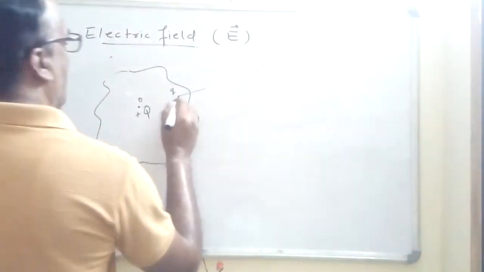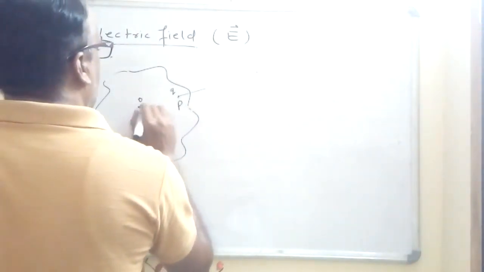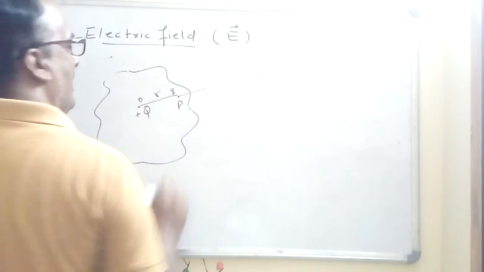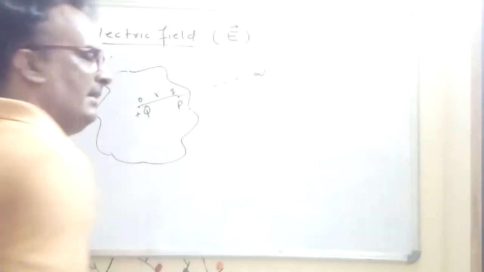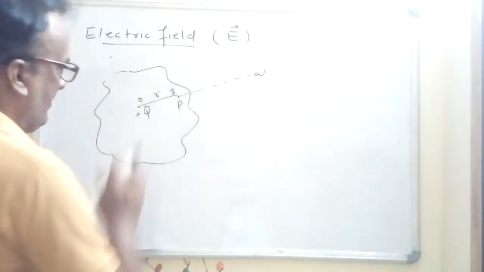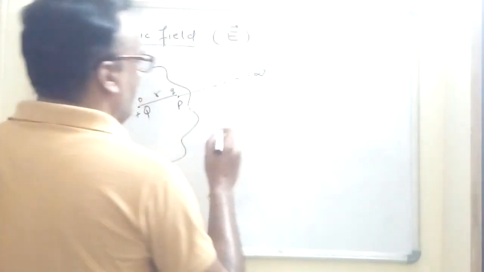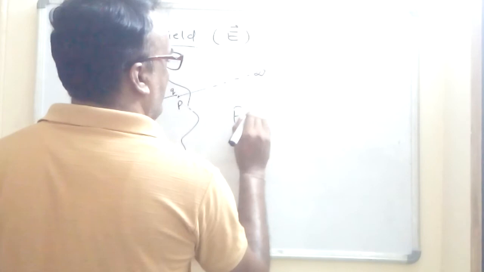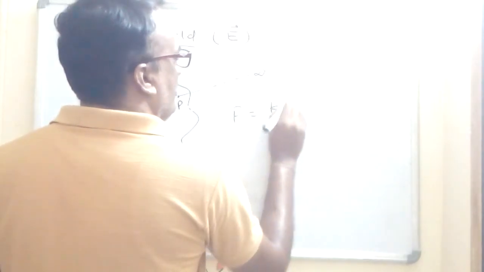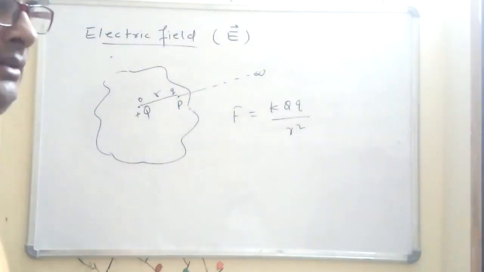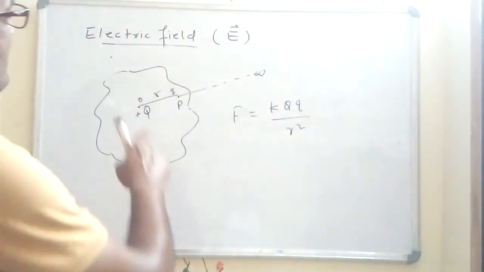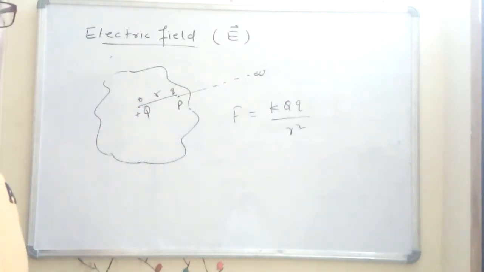Okay, now what happened? Suppose this charge comes here, and between the two we take a distance, suppose it is r. So how much force does it experience? Let that force be F. F is the force. So you know that by Coulomb's law, F equals kQq upon r square. Very simple. So this is the force which is experienced by this q charge.